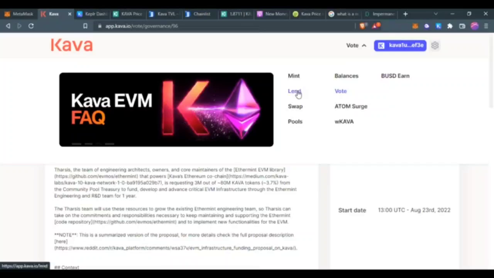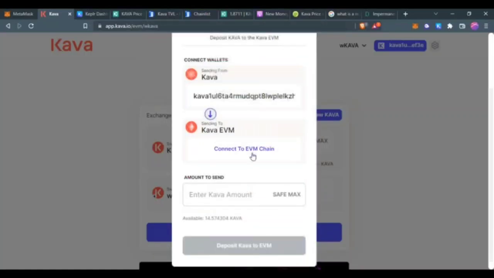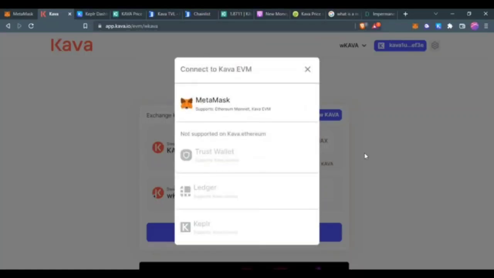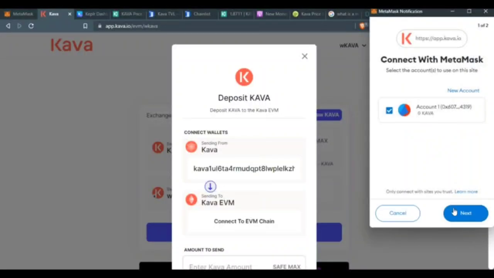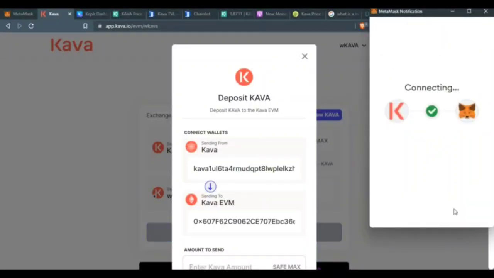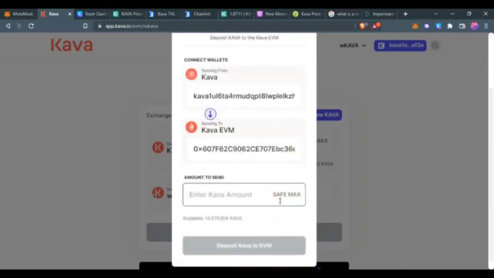So we've minted, we've lent, we've swapped, we've done pools, we've earned BUSD, we got the Atom Surge out the way. Last but not least, we have wrapped Kava. So now what we're going to do is we are going to deposit. Let's connect to our MetaMask real quick. Like so. So now we have deposited.